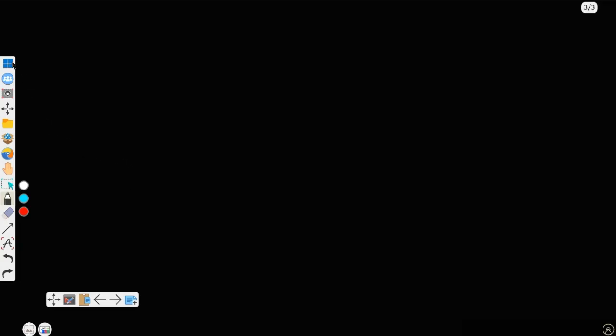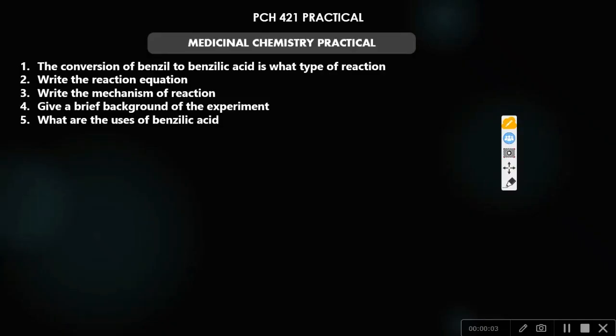Alright guys, so in this lecture what we are going to look at is the conversion of benzil to benzilic acid. Now the reaction is a 1,2 rearrangement, or we can say a 1,2 molecular rearrangement. Is that okay? That is the reaction that converts benzil to benzilic acid.